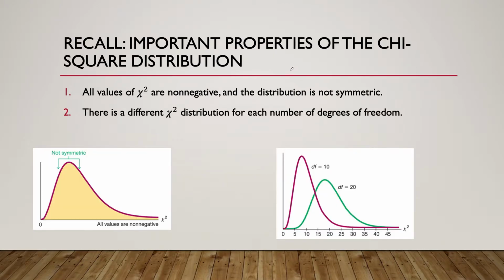A couple of important properties of the chi-squared distribution: all values of chi-squared are non-negative, and the distribution is not symmetric. It is specifically a skewed right distribution, as we can see in this picture down here. There's a different chi-squared distribution for each number of degrees of freedom. So 10, 20, and the higher that we go, it approximates the standard normal.